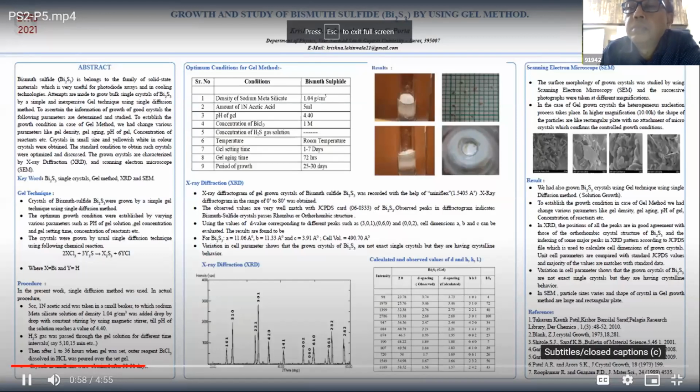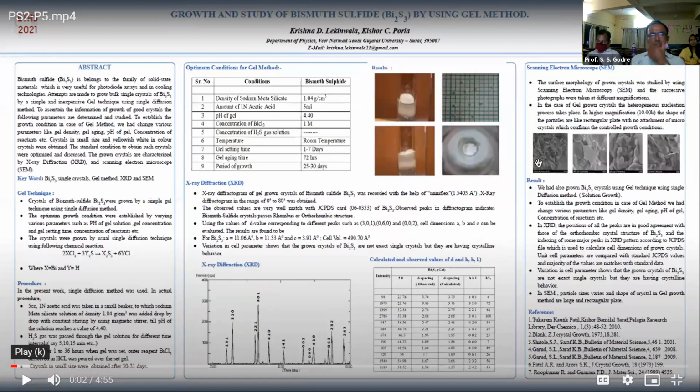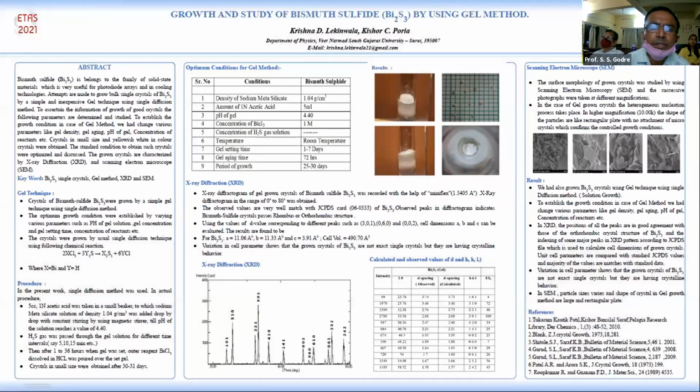Yes. Hello everyone, my name is Krishna Lekhinwala and the title of my poster is Growth and Study of Bismuth Sulfide Using Gel Method. Bismuth sulfide belongs to the family of solid state materials which is useful in photodiode arrays and in cooling technologies. Now we have grown the bulk single crystal of bismuth sulfide using a very simple and inexpensive gel technique. The standard conditions to obtain such crystals were optimized and discussed, and the grown crystals are characterized by X-ray diffraction and scanning electron microscope.